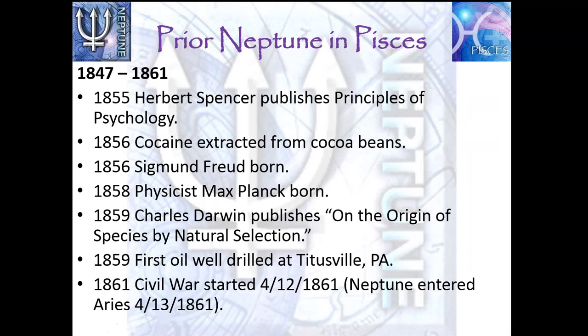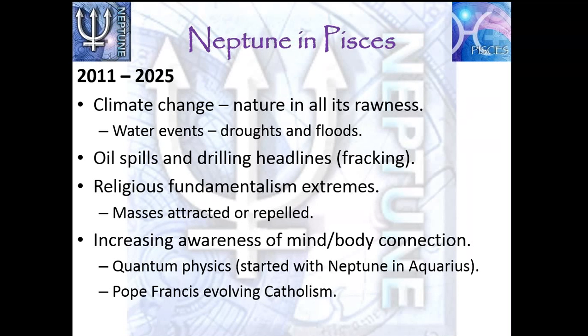A couple more things moving into this current cycle. Just stop for a moment and reflect on these last three cycles. Climate change. Nature in all of its rawness. I think as we move through Neptune in Pisces, we're really going to see the masses have some recognition and acceptance of the fact that we humans have an interaction with all other species on planet Earth, including Gaia, which is planet Earth itself.